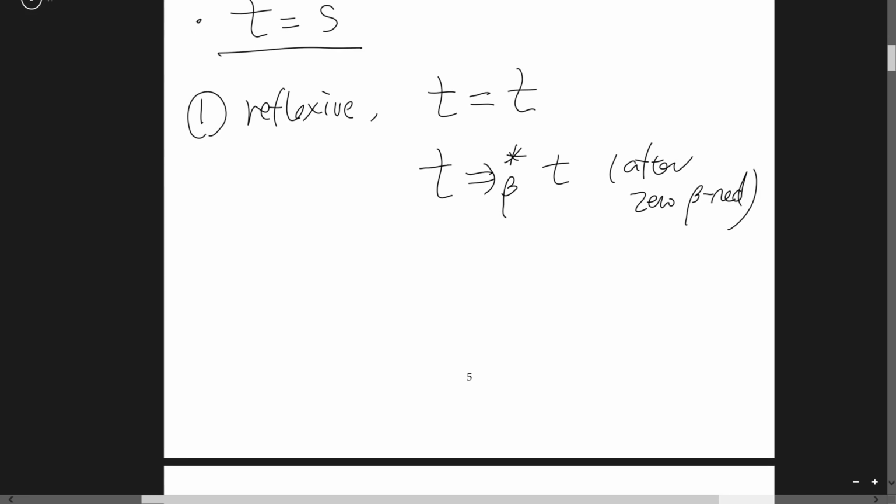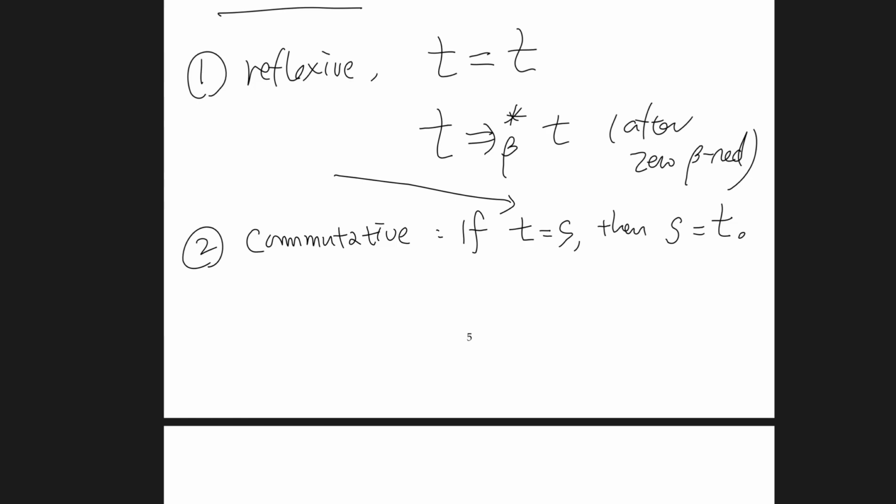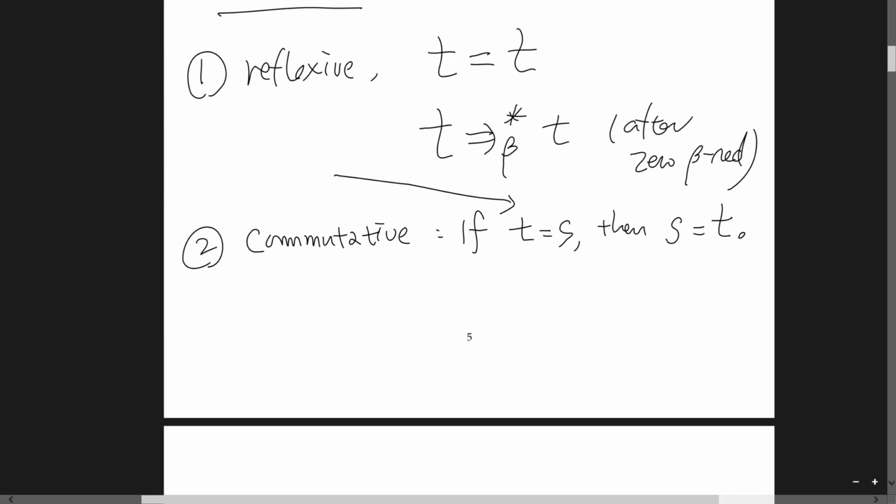And what about commutative? It turns out that this definitional equality is commutative, which means that if t is equal to s, then we can change their positions. So s is equal to t. Notice that this is not built into the definition, the introduction rule of the definitional equality. It is a derived property. So we have to show that this is indeed the case, and it's pretty easy to see.